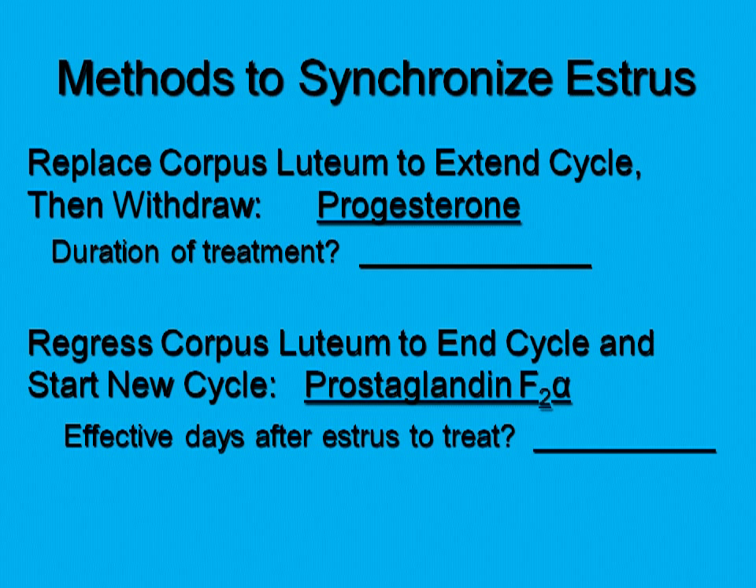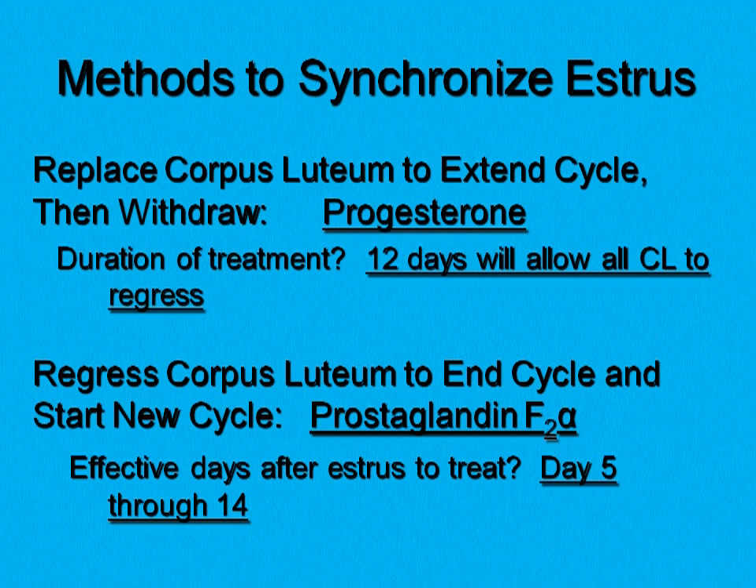If we want to regress the corpus luteum to end the cycle with prostaglandin, then we need to know it's going to act rather quickly if we give a fairly large dose of it, but we need to know when will it be effective. Is it effective throughout the cycle or only part of the time? And what we find is that given that period that the corpus luteum functions, we need to give progesterone for about 12 days to allow all the corpus to regress in the different ewes.